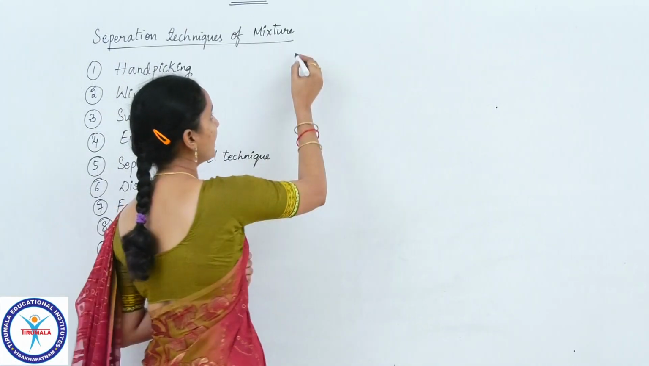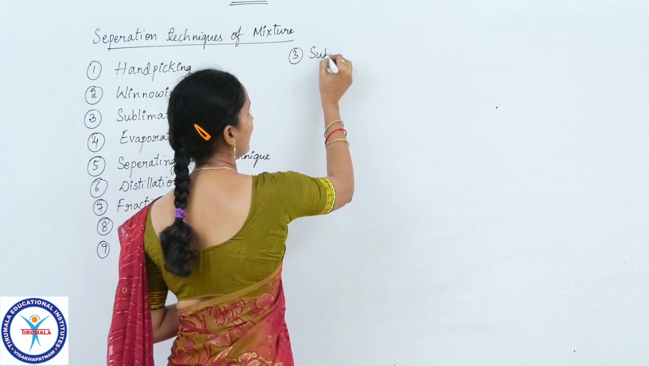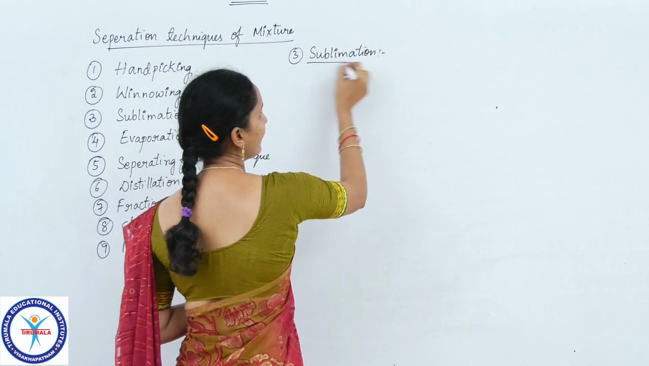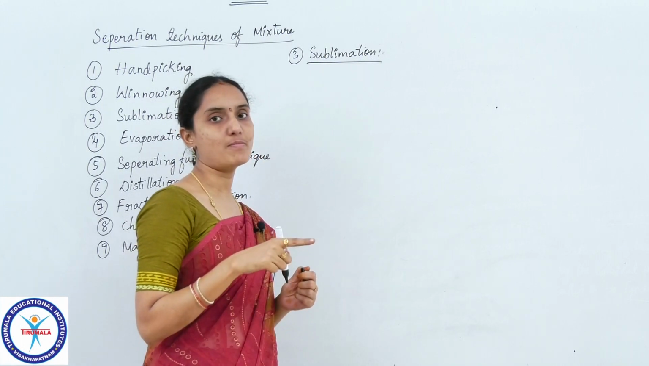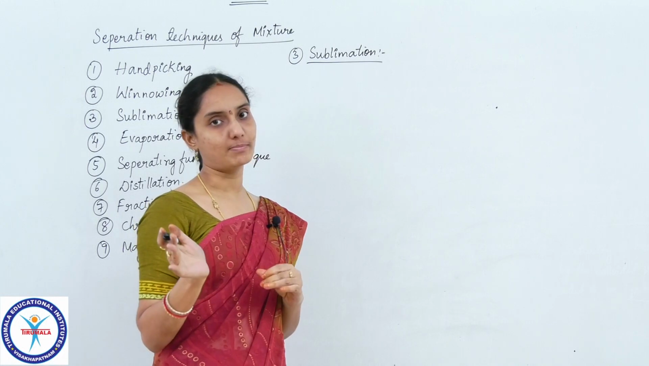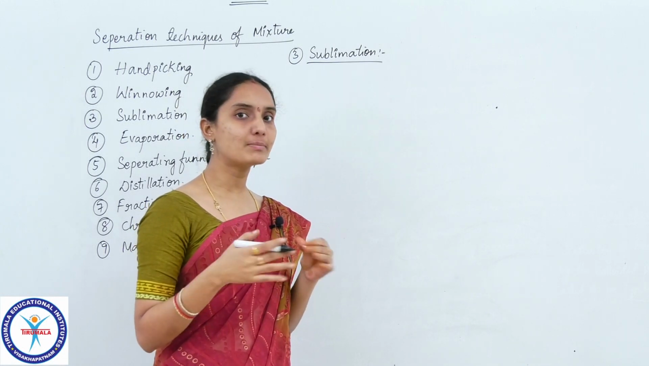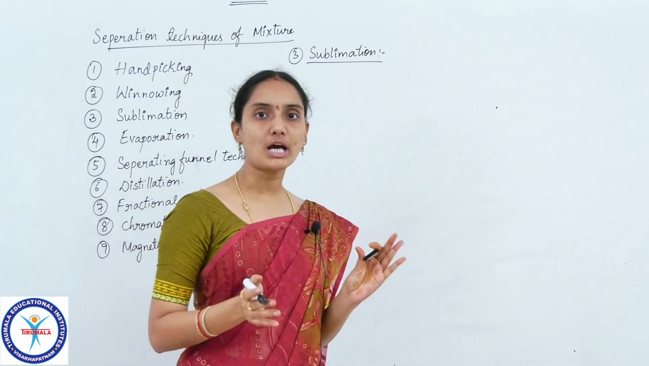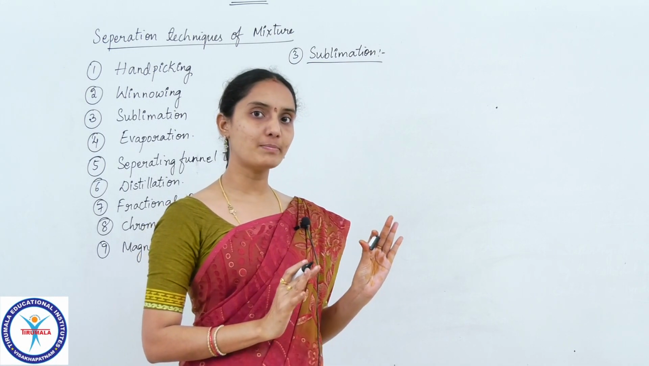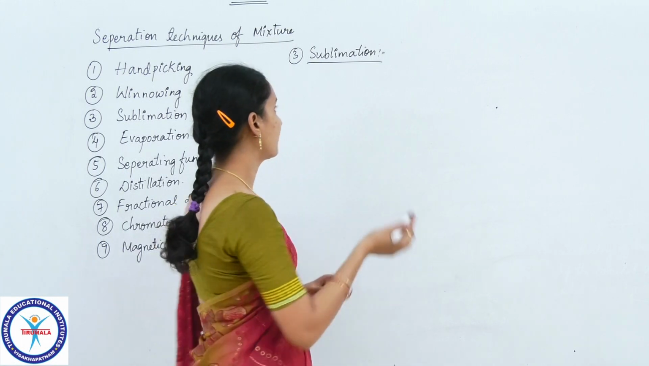So the third important technique of separation is sublimation, children. This sublimation technique is used only when the mixture contains one of the components that is sublimizable and the other component should be non-sublimizable. If both are sublimizable, it is not applicable. If both are non-sublimizable also, it is not applicable. One should be sublimizable and the other should be non-sublimizable.